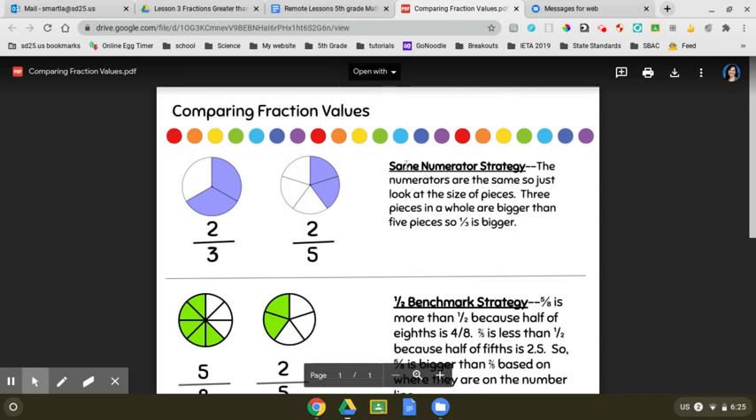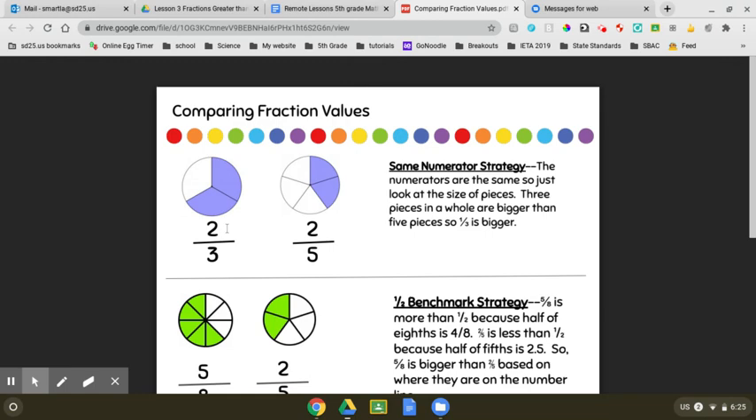So first, the same numerator strategy. Numerator means how many pieces we're referring to, or shaded. And so even though the denominators are different, we can look and see that there's only 3 pieces in this whole. So that means the pieces are pretty big. Whereas in this fraction, there's 5 pieces in this whole. So that means that the pieces are smaller than the thirds.